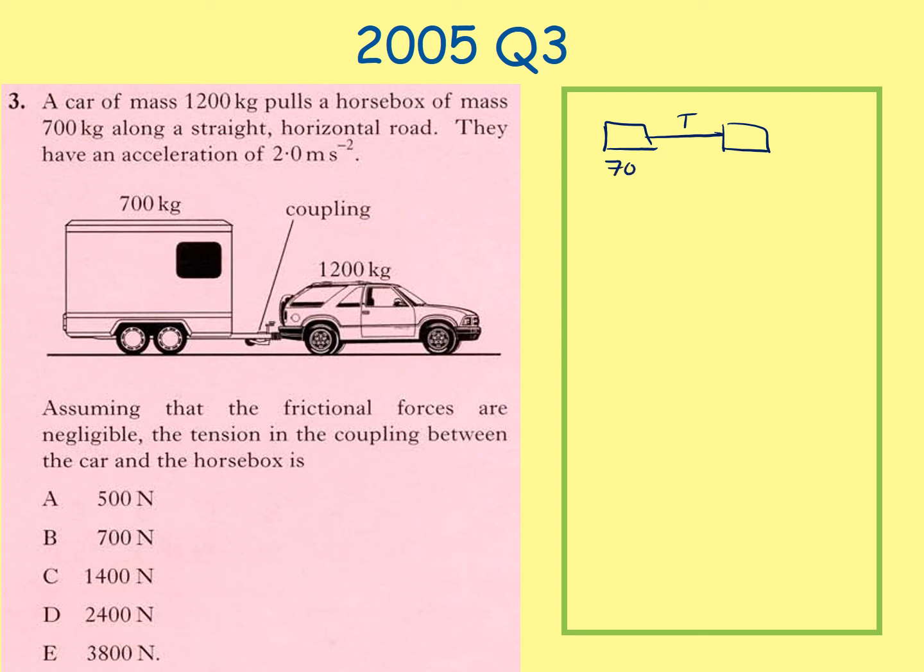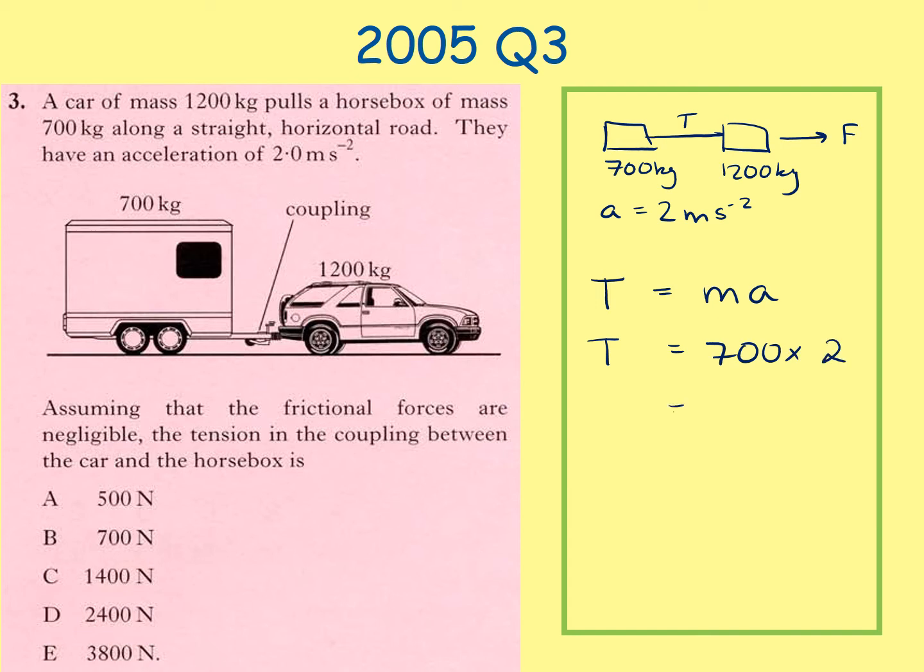So 700 kilograms here, 1,200 kilograms here, and we haven't been given this force, but we have already been given the acceleration. That's 2 meters per second squared. So in this case, we don't need to do as many steps as last time, as we can just say this tension is equal to mass times acceleration, which is equal to 700. So you're not adding them together, it's just this horse box that's relevant. And we multiply it by 2, and our final answer is 1,400 newtons, which is C.